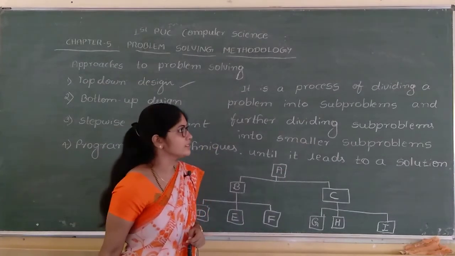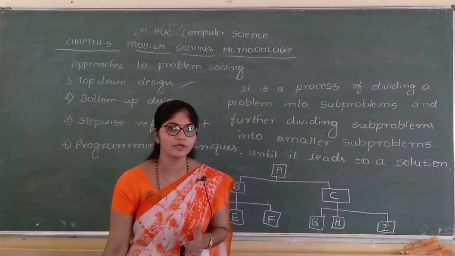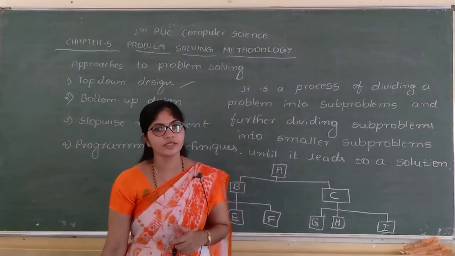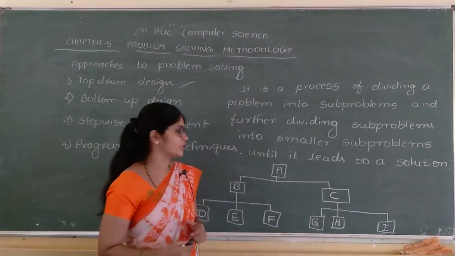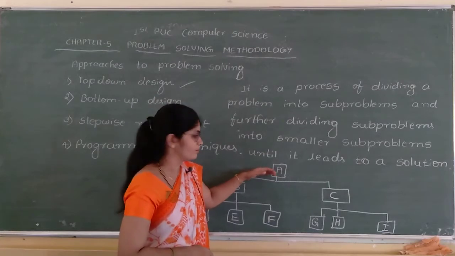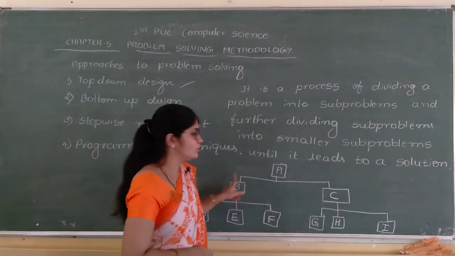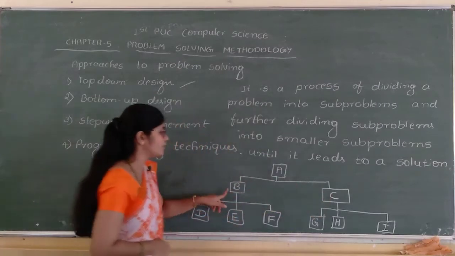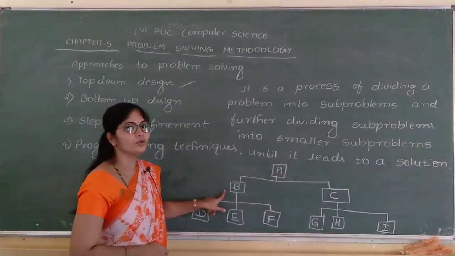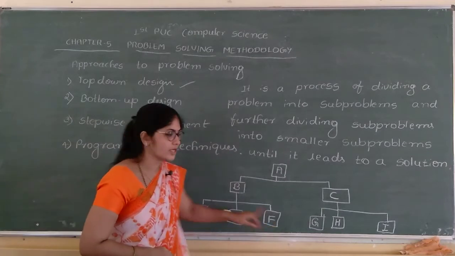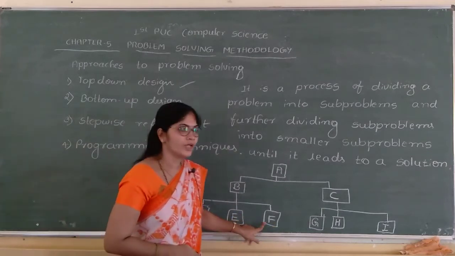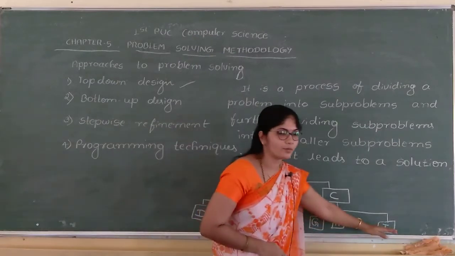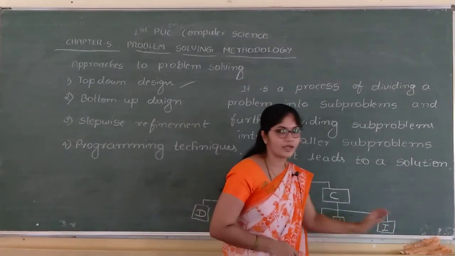Top down design is a process of dividing a main problem into sub problems and further dividing the subproblems into smaller subproblems until it leads to a solution. If we consider A as a problem, I have divided A into two subproblems, B and C. Again, I have divided subproblem B into three smaller subproblems. They are D, E, F. And I have divided subproblem C into three smaller subproblems G, H, I.